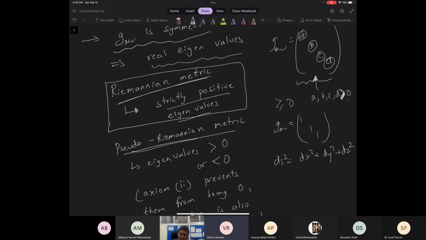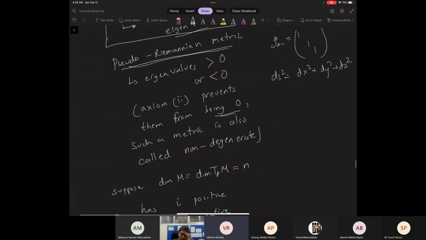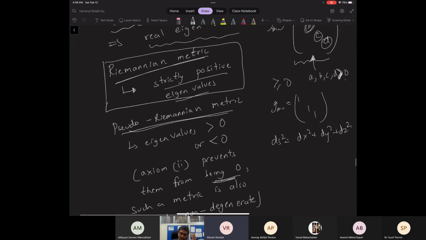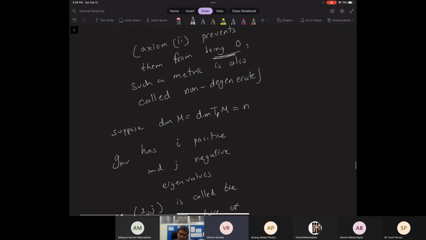On a pseudo-Riemannian metric, you can have eigenvalues which are either positive or negative. Either of those works. Axiom 2 only prevents them from being zero, that is, your metric is non-degenerate. So this non-degenerate metric does not have any zero eigenvalues, but A, B, C, D can be positive or negative. For a Riemannian metric, you're imposing a stronger condition. You're saying that these eigenvalues are strictly positive. So a Riemannian metric is a subset of pseudo-Riemannian metrics.